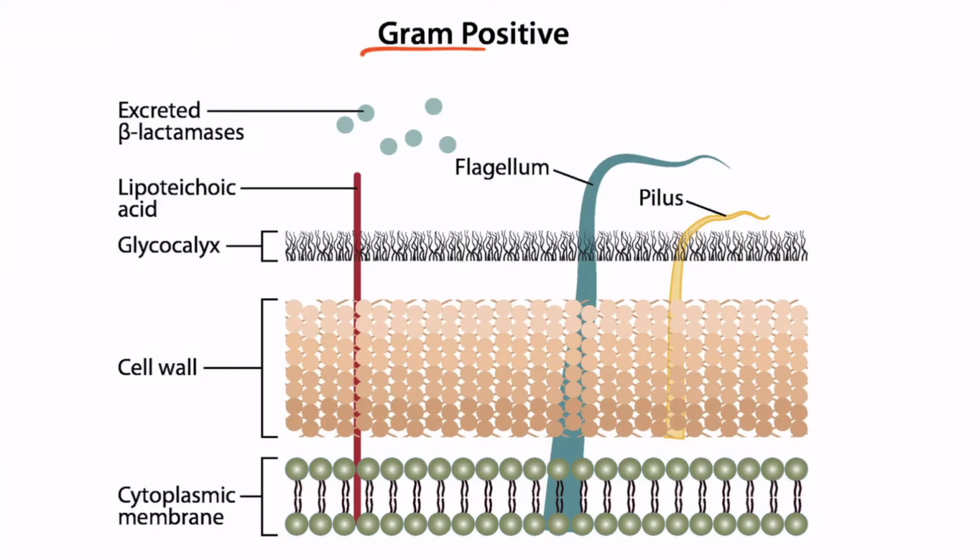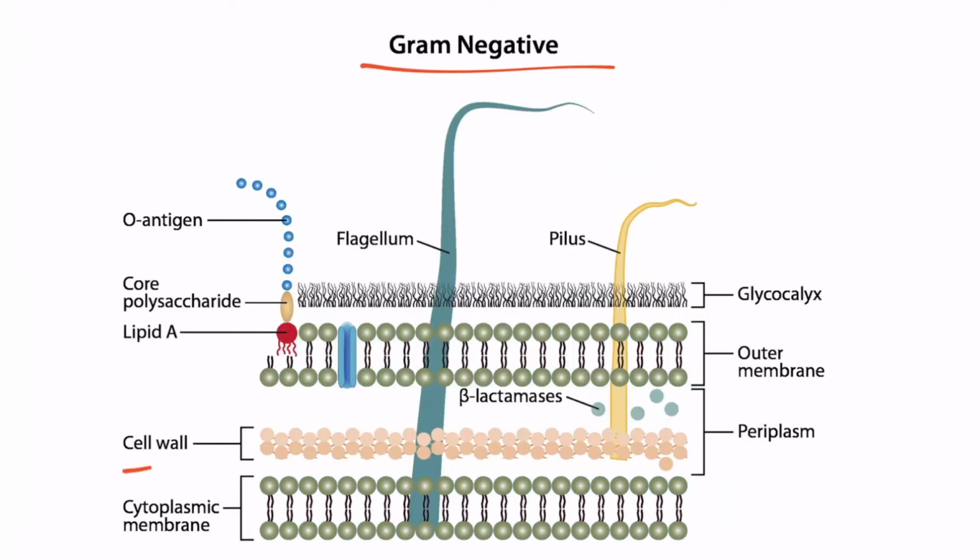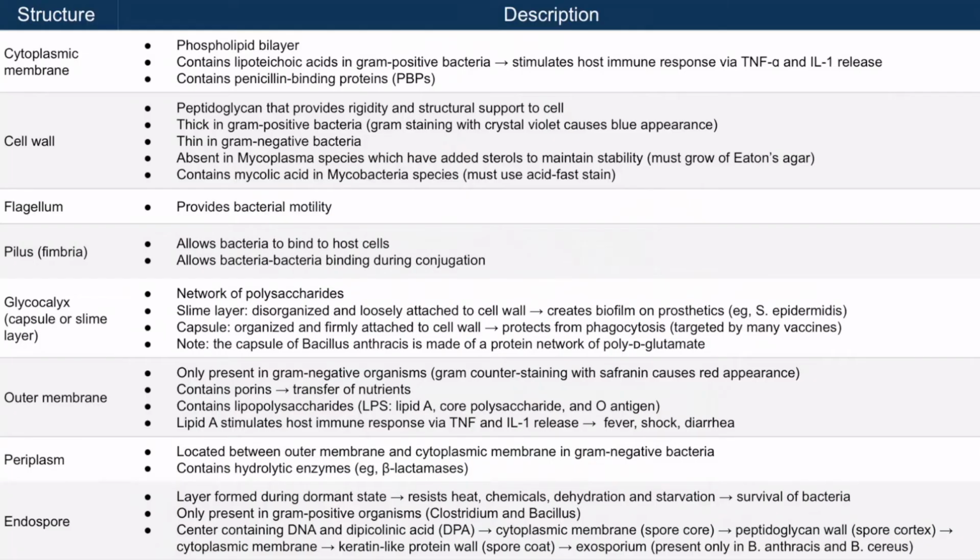So looking at the gram-positive bacteria, we can see that this cell wall is very thick. Whereas in gram-negative bacteria, the cell wall is very thin. Going back to our table now, it's important to recognize that the cell wall is actually absent in Mycoplasma species. This is strange because the cell wall is responsible for rigidity and support of the cell. So how do Mycoplasma species survive without it?